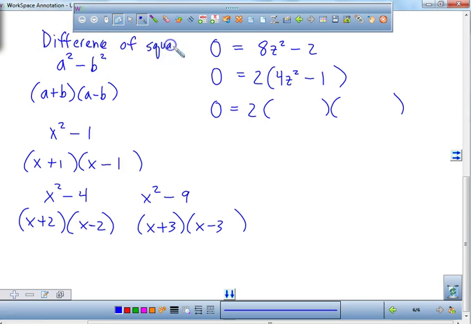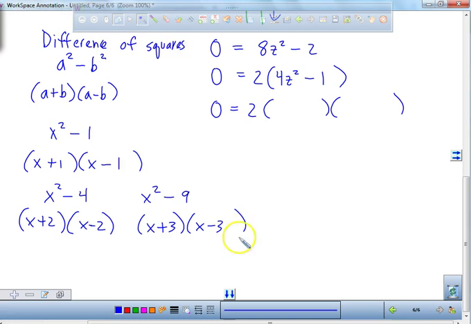Difference of squares. The more you do it, the more you recognize it. Automatically, I saw this and I recognized it as a difference of squares. What's the square root of 4? 2. So we're going to put a 2z plus 1, because the square root of 1 is 1. This is going to be 2z minus 1.